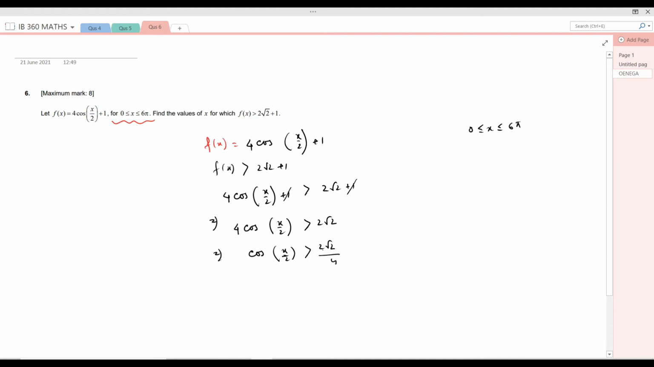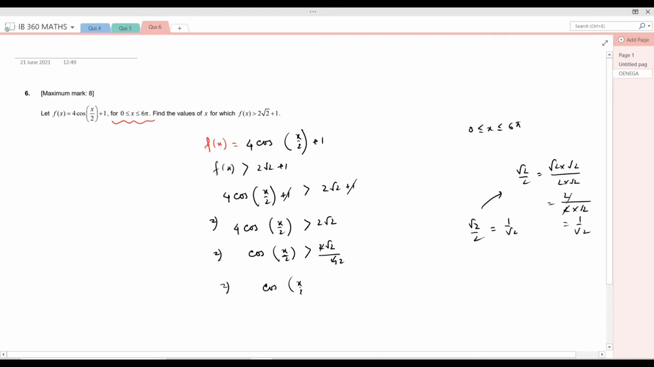So it is basically √2/2, which is nothing but 1/√2. How am I getting that? √2/2 equals √2 × √2 / (2 × √2), so it is basically 2 / (2√2). So I am getting 1/√2. In this way, cos(x/2) is greater than 1/√2.